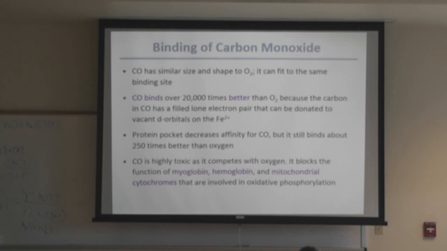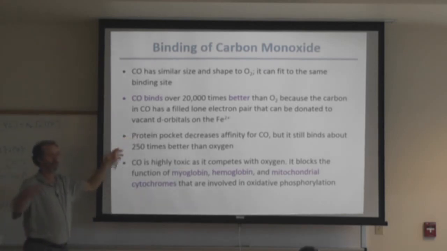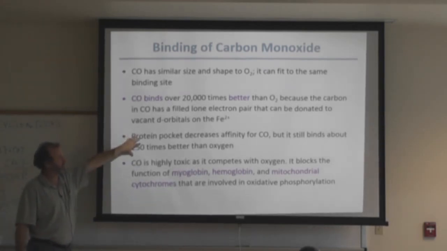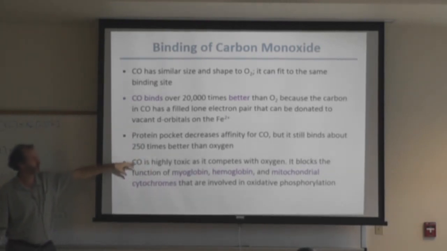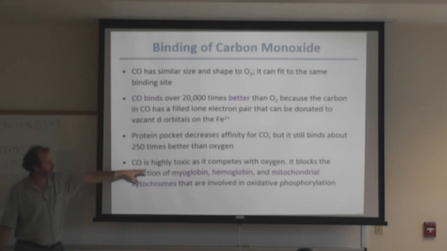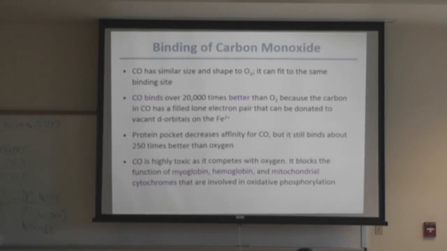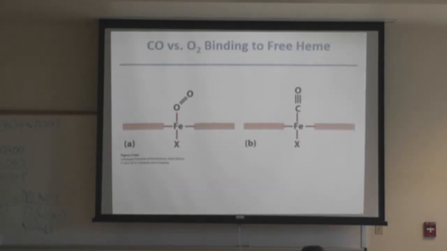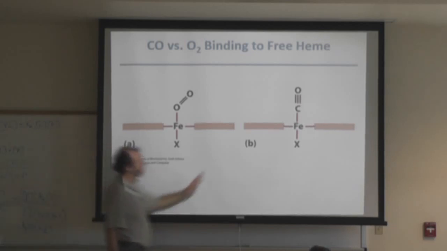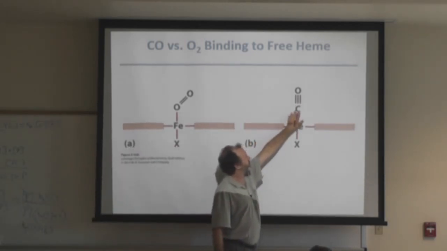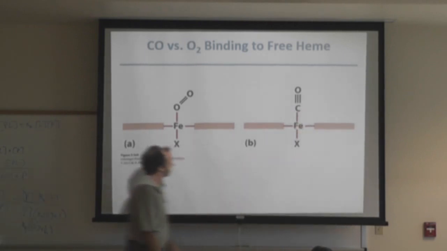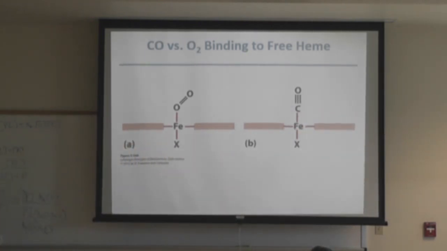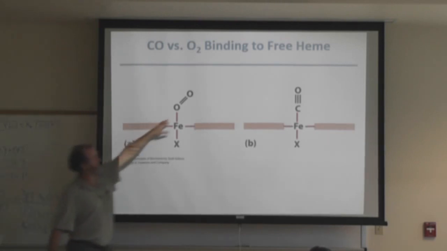Anyways, the protein pocket that surrounds the heme group is going to decrease the affinity for carbon monoxide, but it's still able to bind about 250 times better. And carbon monoxide is highly toxic as it competes with the oxygen. One of the reasons is because it's basically 180 degrees. You get the lone pair there on the carbon, and you have 180 degrees that'll coordinate with the iron, versus the oxygen, where those lone pairs are off to the side, right?